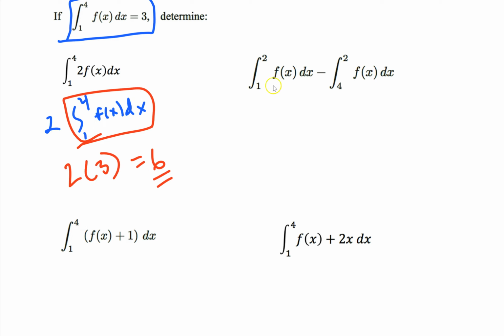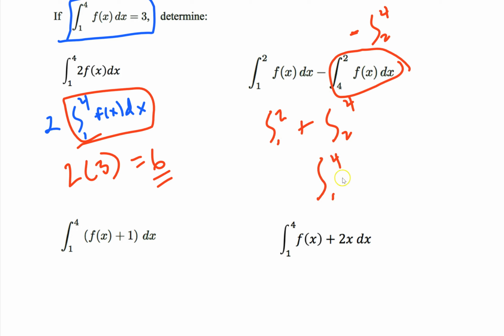Look at this next one. Remember again, they gave me 1 to 4. This is 1 to 2 and 4 to 2. What's going on there? Well, I have to try to make this 1 to 4. So let's flip this. Notice the limits are off. So let's flip that around. If you flip the limits, doesn't that negate it? There's already a negative there, so it becomes plus 2 to 4. Now remember, these match. 1 to 2, 2 to 4, that just gets you the whole 1 to 4. And we know what that is. They gave it to us. It's 3.